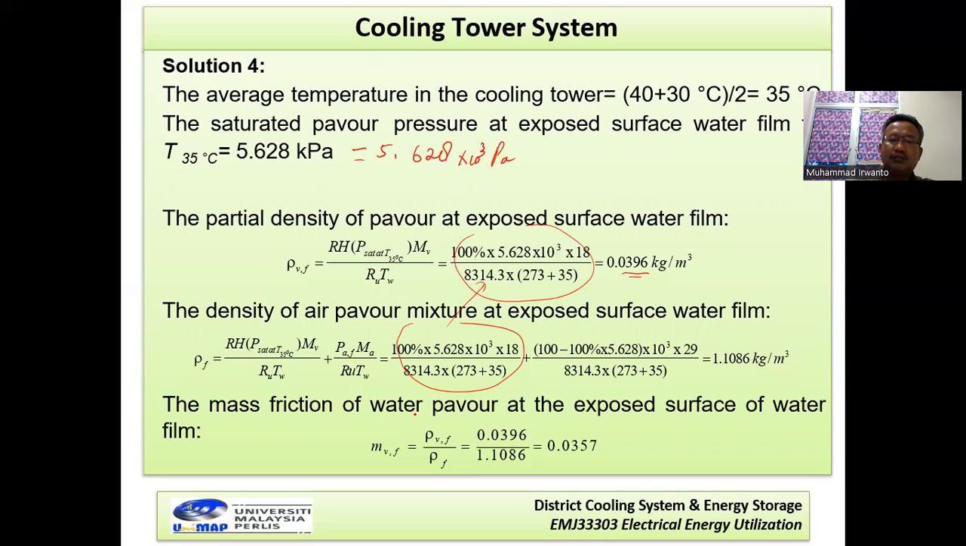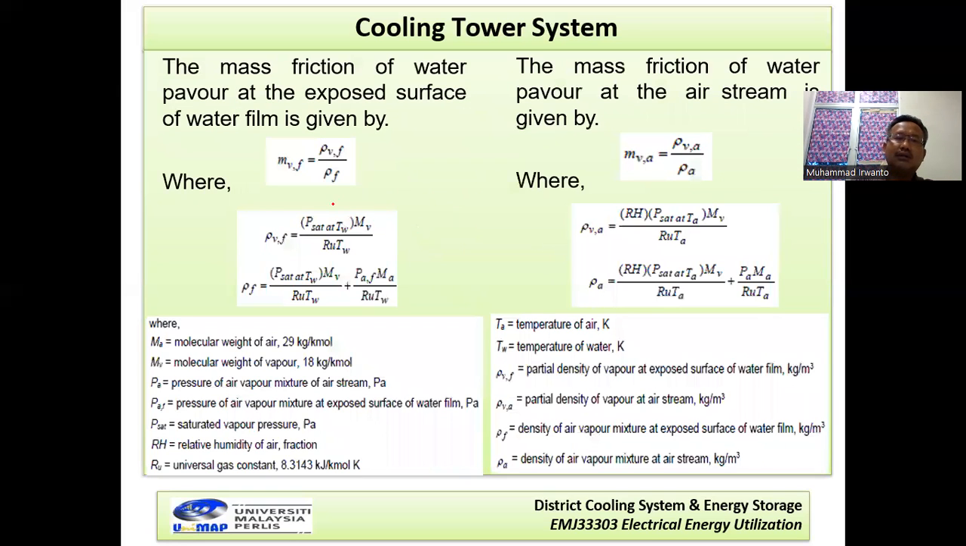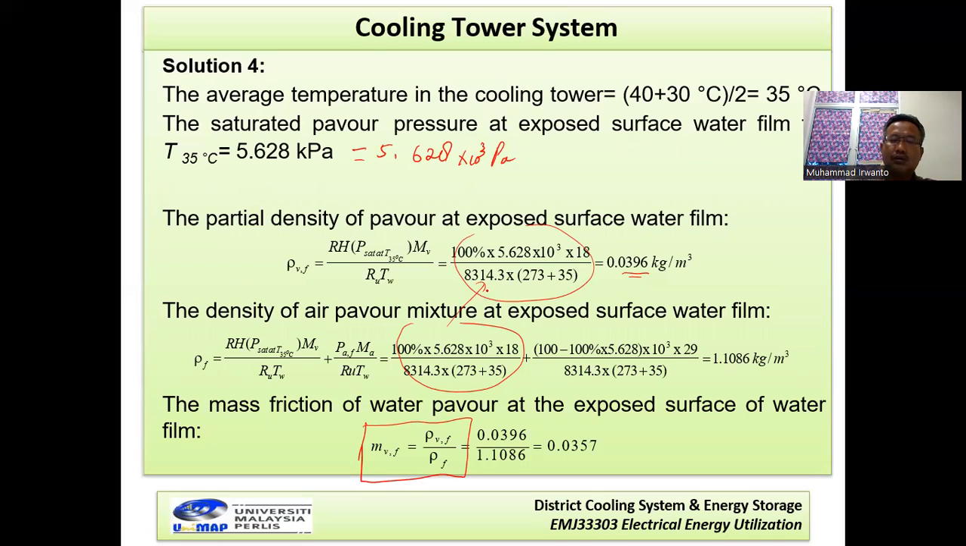So the mass fraction of the water vapor is given by this formula. This formula comes from this one. So rho Vf over rho F is equal to 0.0396 over 1.1086. Divided, it is equal to 0.0357. Remember, it is dimensionless.